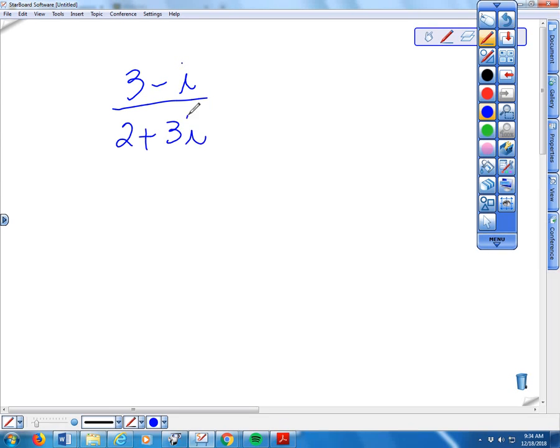Okay, now we got to multiply. You cannot just multiply by i or 3i. You have to multiply by the conjugate, by the conjugate.